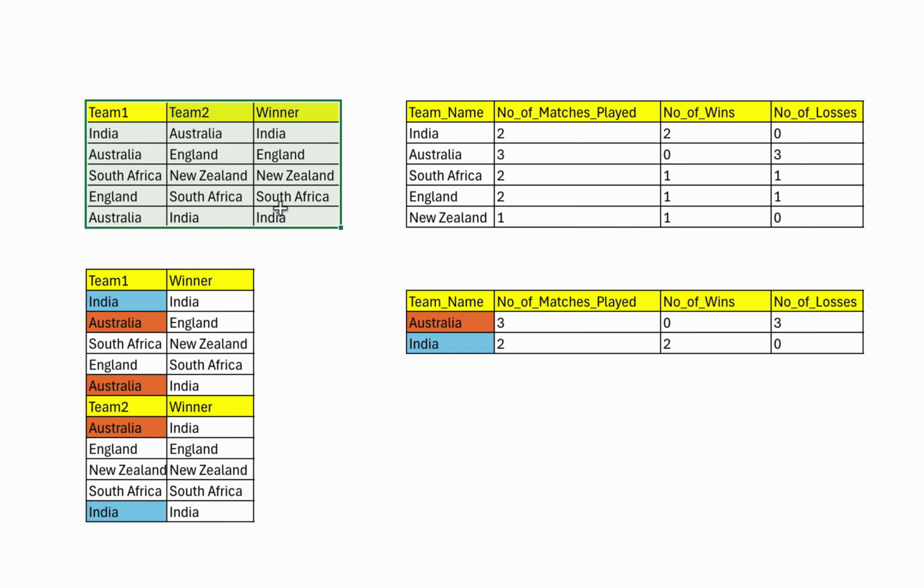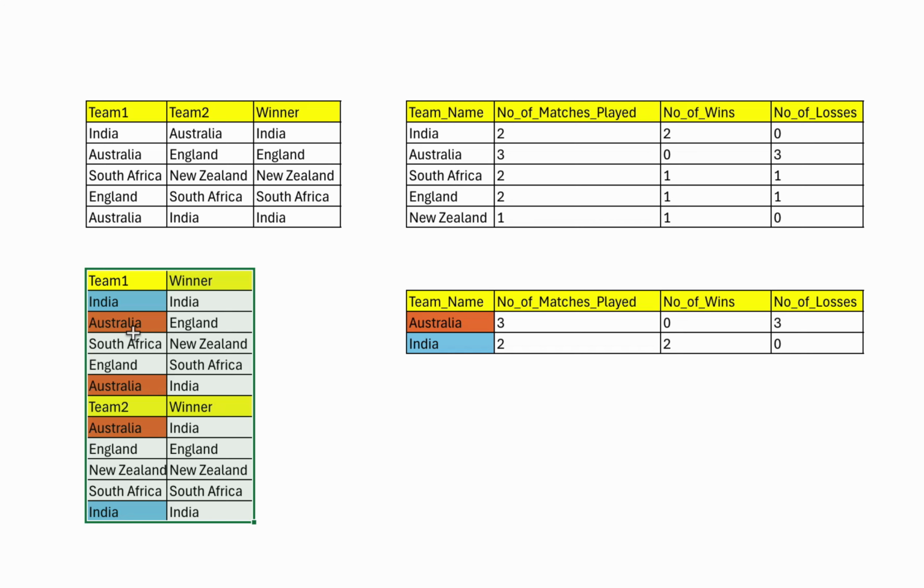So initially we had this information: team 1, team 2 and winner. I have taken the team 1 and winner columns, and under that I have set the team 2 and winner columns. So once we do this, we will get a complete table like this. Now let's try to understand how we are getting this information.